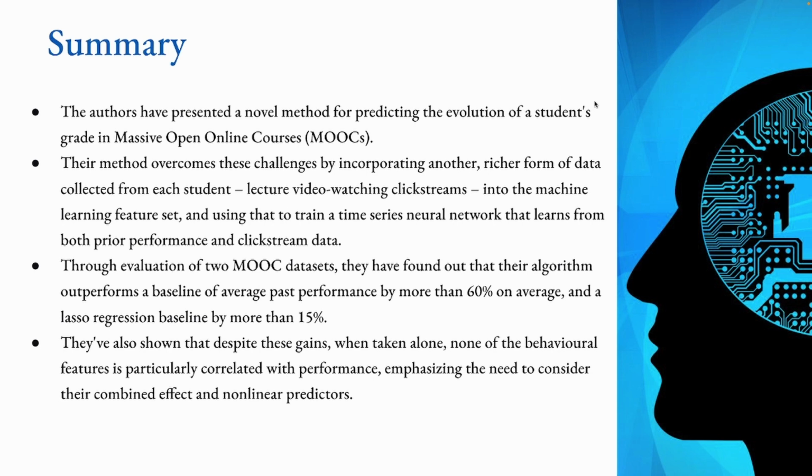They discovered that their algorithm outperforms a baseline of average past performance by more than 60% on average and a lasso regression baseline by more than 15% using two MOOC datasets. They also demonstrated that, despite these gains, none of the behavioral features are particularly correlated with performance when taken alone, emphasizing the importance of considering the combined effect and nonlinear predictors.